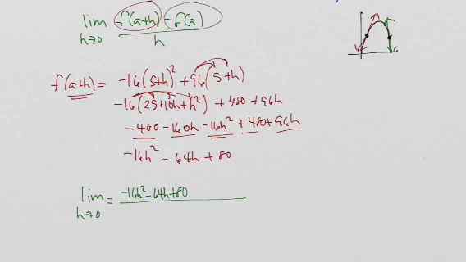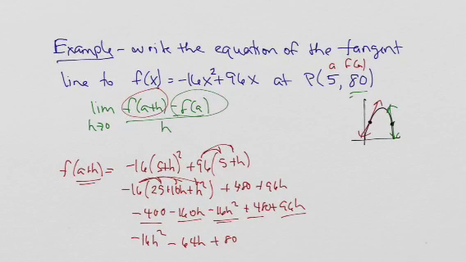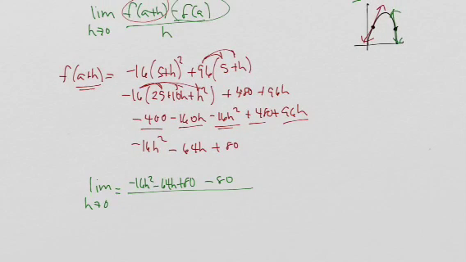And then I'm going to minus f of a. Well, I know what f of a is. f of a was back here. It's 80. I don't have to do any work for that. So minus 80. And then the denominator is h. And I don't know what h is. I want it to be 0, but right now I don't know anything for it.